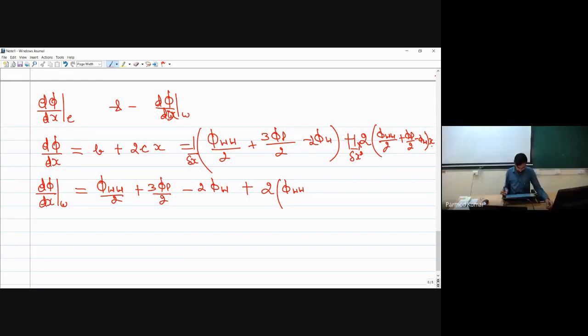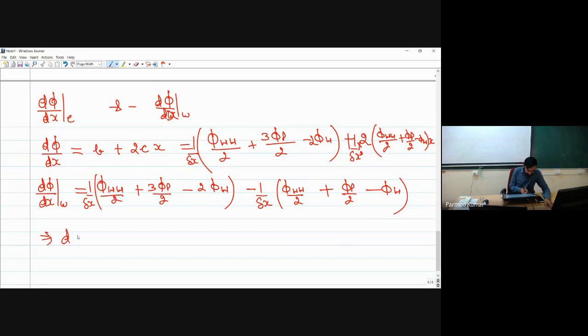Yes sir. This means over this entire expression I will find 1 by delta x, and when I substitute minus delta x by 2, the 2 will cancel and 1 delta x will also cancel. So I will finally find minus 1 by delta x times phi w divided by 2 plus phi p by 2 minus phi w. Now can you tell me what I will get for d phi by dx at face w?